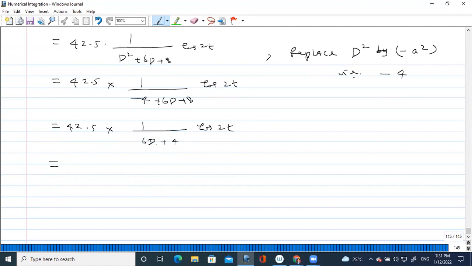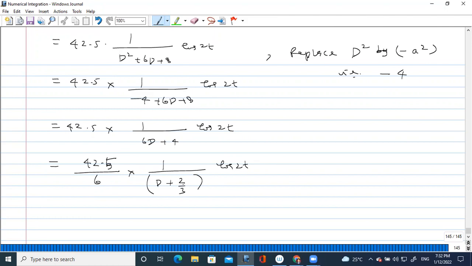Make the coefficient of D 1. So how to make it? You just take 6 common from here. So it will be 42.5 divided by 6, then it will be 1 by D plus 4 by 6. So 4 by 6 will be 2 by 3. And it is cos 2t.